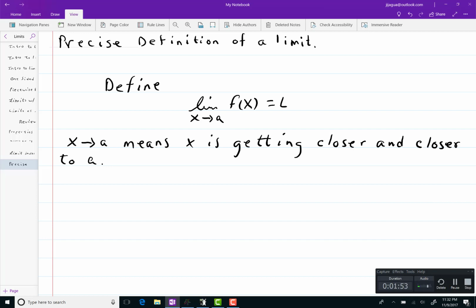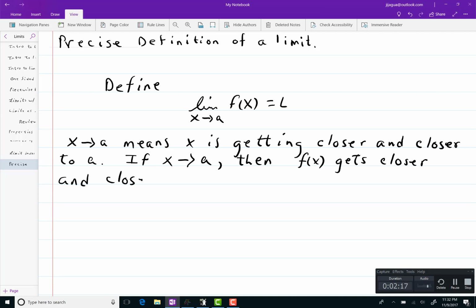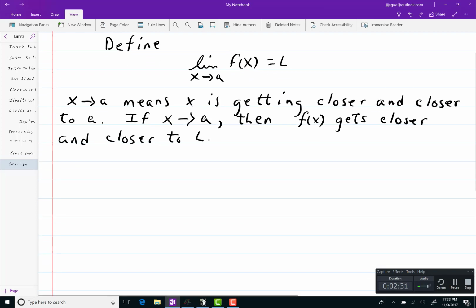What we need that to mean is that if X goes to A, so if X approaches A, then f of X gets closer and closer to the number L. Remember, f of X just stands for y value. So as X is getting close to A, Y is getting close to L. Let me draw a picture of this.